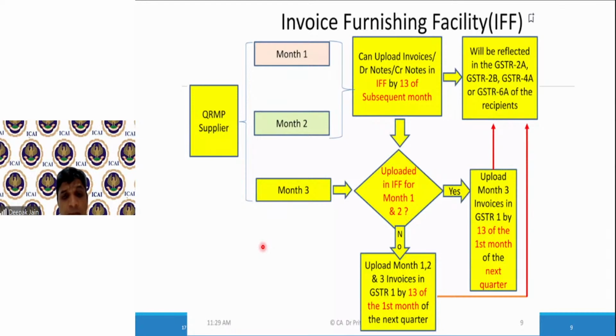It means QRMP has both the options. Yes, he has both the options. He has the option not to file IFF also.